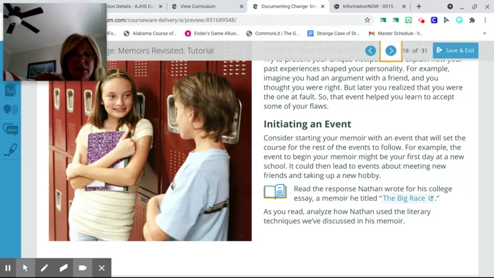As you read his example, though, you want to see how he used the literary techniques that we discussed earlier. Did he use figurative language? Did he use transitions? Did he use stop and explain and self-reflect on what happened to him and what he's trying to convey to you, the reader? So take a minute to read it as if you were the teacher and you were analyzing his essay.